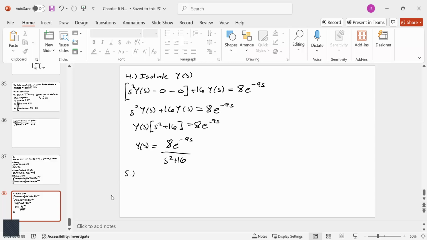Do we need to do completing the square or partial fraction decomposition? So step 5 is PFD or complete the square, if needed. Well, I see s squared plus 16, so I could try doing partial fraction decomposition. But if we think about it closely, we realize that's just sine. So not needed. So we don't need that.